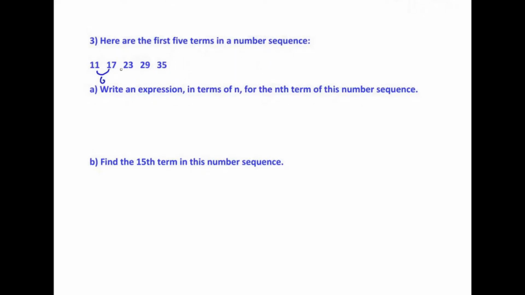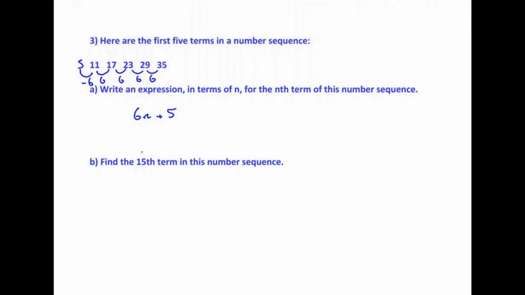So 11 to 17 is 6, 17 to 23 is 6, 23 to 29 is 6, and 29 to 35 is also 6. So the start of our nth term then is going to be 6n. I now want the number before the 11, so to find that number, I'm going to take away 6, and I'll end up with 5. So our nth term is now going to be 6n plus 5.